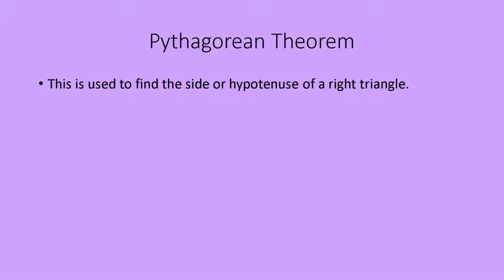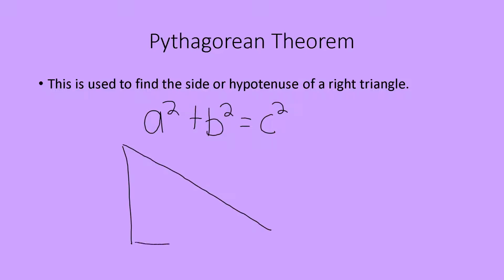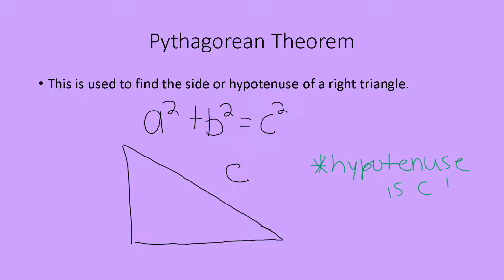So the Pythagorean theorem is what we use to find the side or hypotenuse of a right triangle. And the formula we use for this is a squared plus b squared equals c squared. And to label these, this is always c. The hypotenuse is always c. And it doesn't matter which one of these legs represents A or which one represents B.